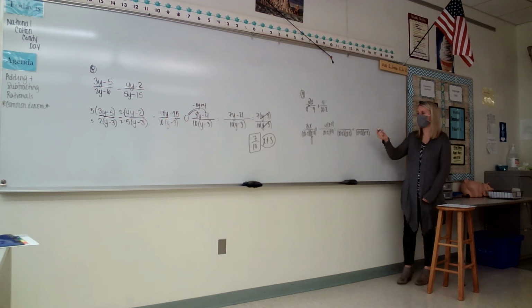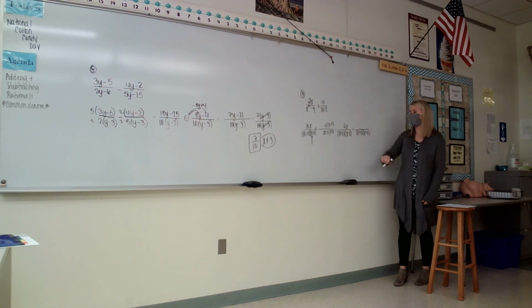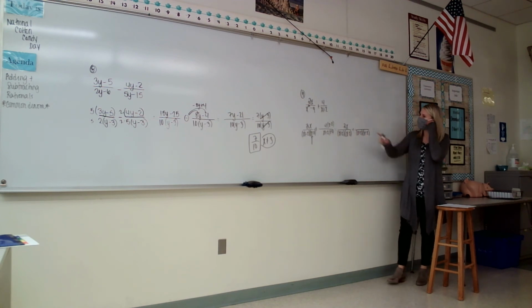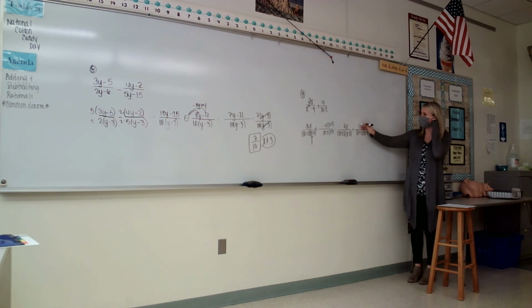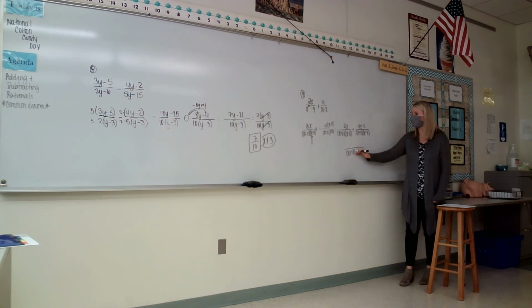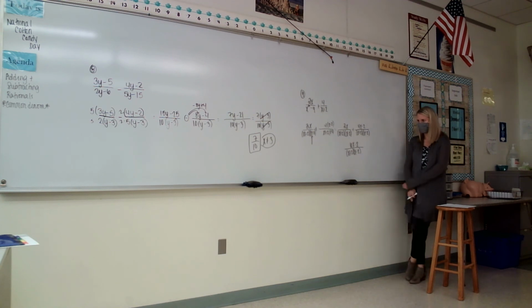So the first fraction stays the same because that is my common denominator. But the second fraction had to get multiplied by x minus 2. So I'm going to distribute that into that numerator. I can now write one fraction with my common denominator and combine those numerators. 2x plus 4x is 6x minus 2.